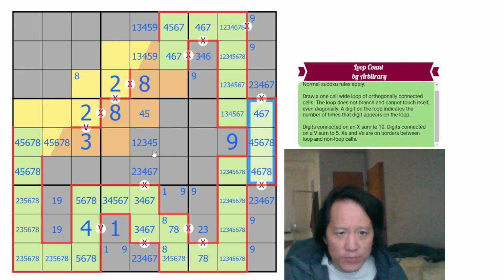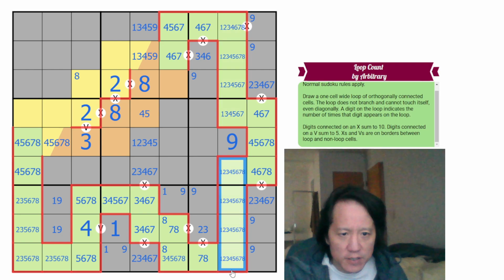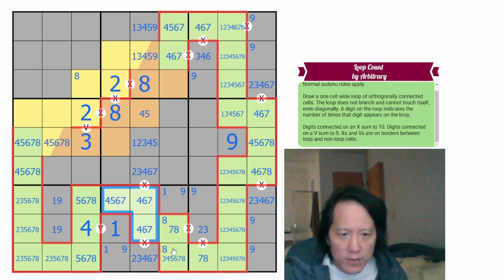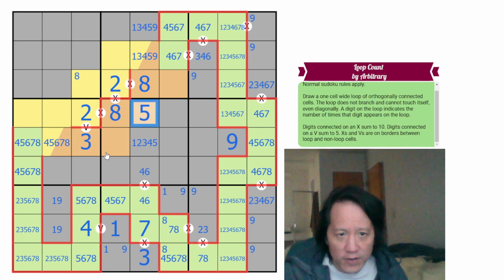This can't be 3 because we know the 3's here and the 3's here. So this can't be 3. Which means this is 4, 5, 6, 7, 8. So this can't be 4, 5, 6, or 7. So therefore it's 2, 3. This has to be 7, and this has to be 3. Which means this is 4 and 6. So this can't be 4, so this is 5.